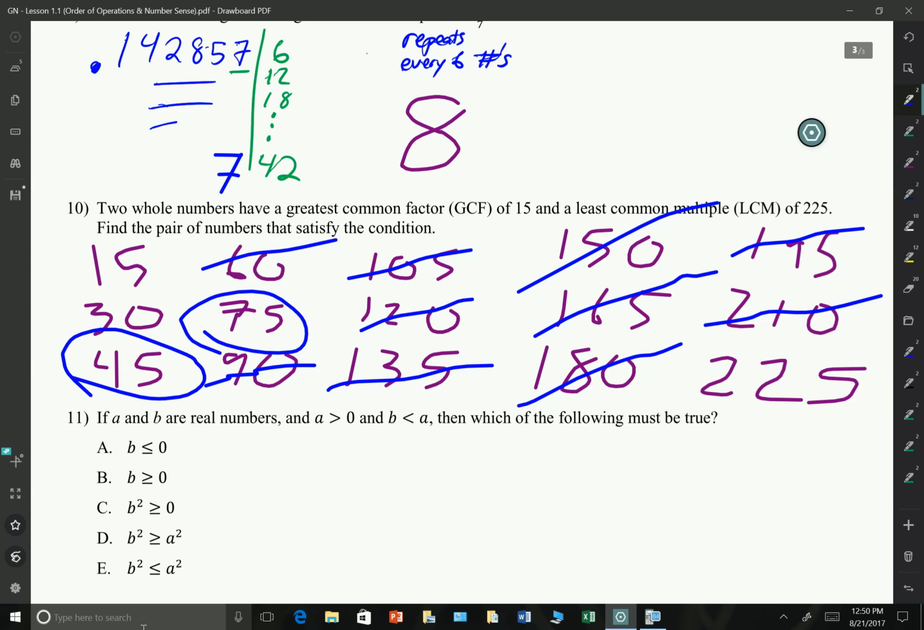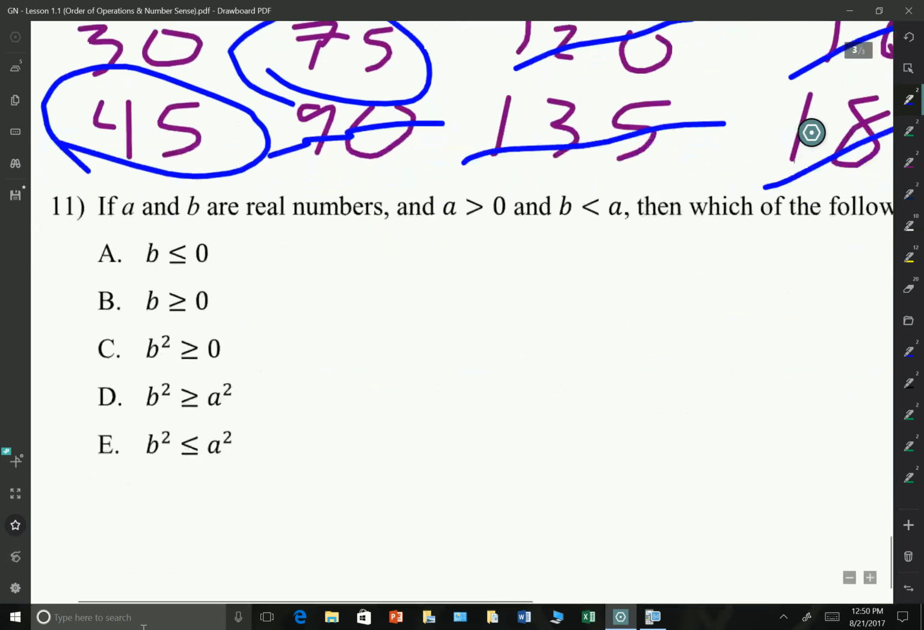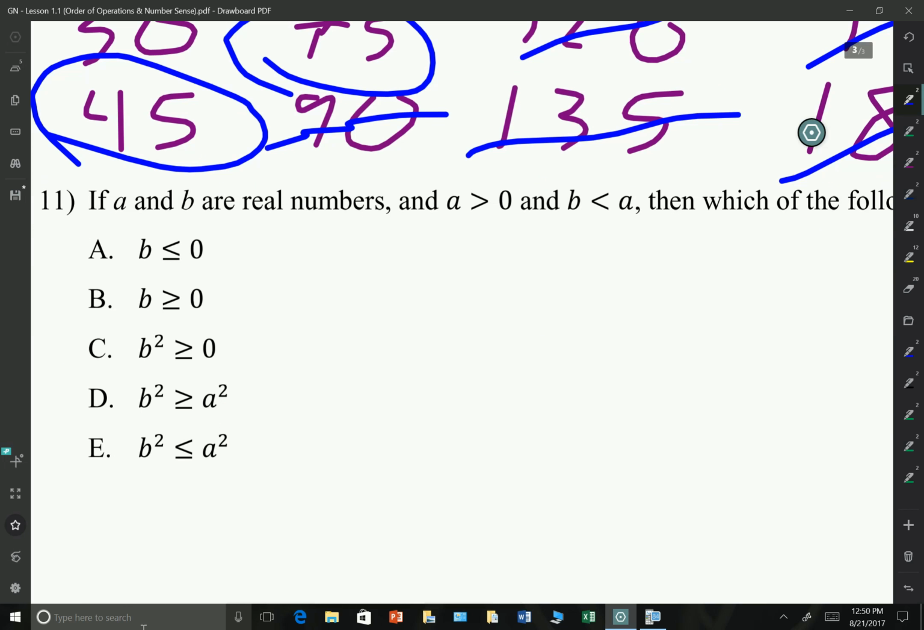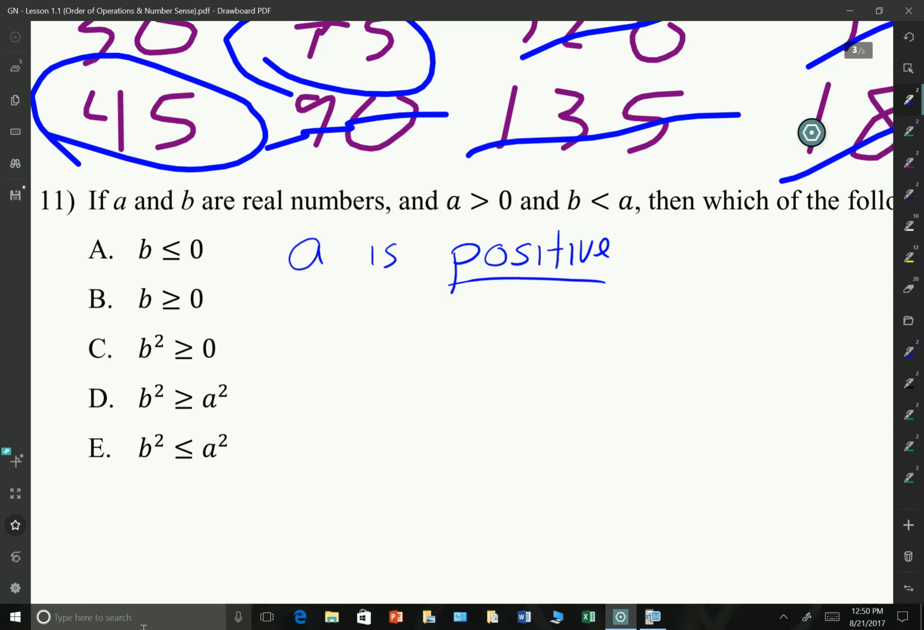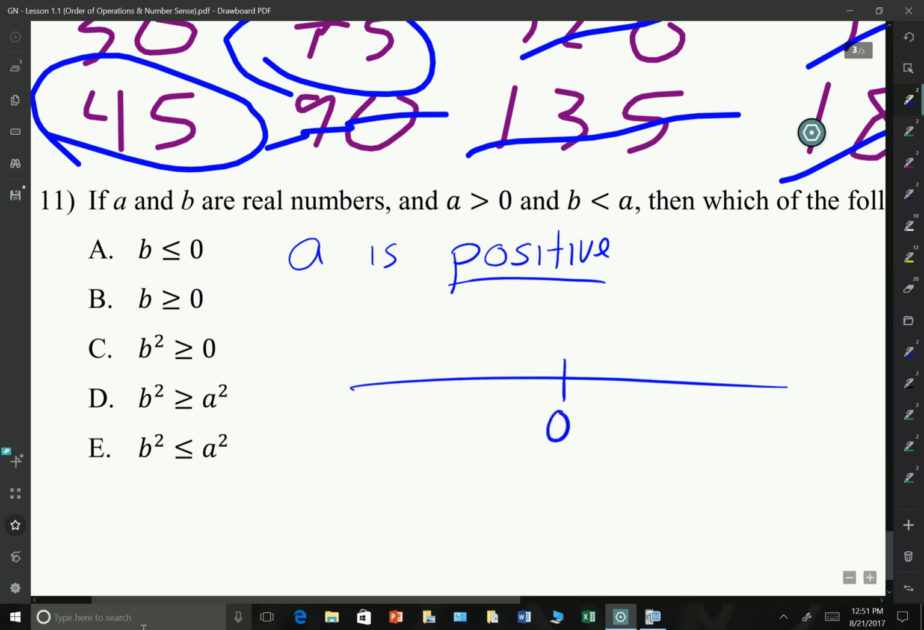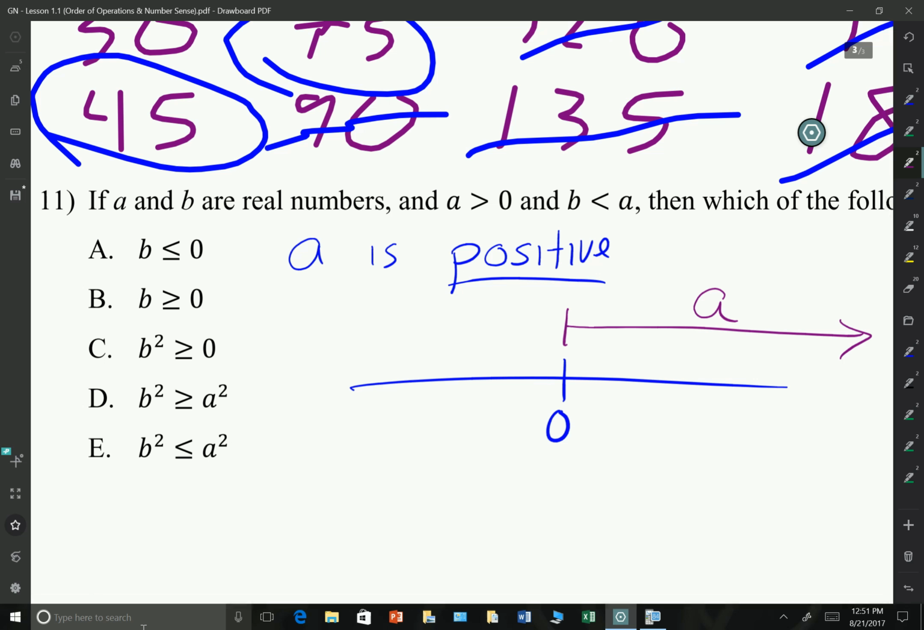There's different ways. All right, A is greater than 0, B is less than A. Which of these has to be true? If A is greater than 0, what does that tell you? It's more than 0. Which means what type of number? A is what? Positive. A is positive. We know that. If we were to think about a number line, that means A is somewhere over in this area. This is where A is at. Any number over there, correct? Any number greater than 0.